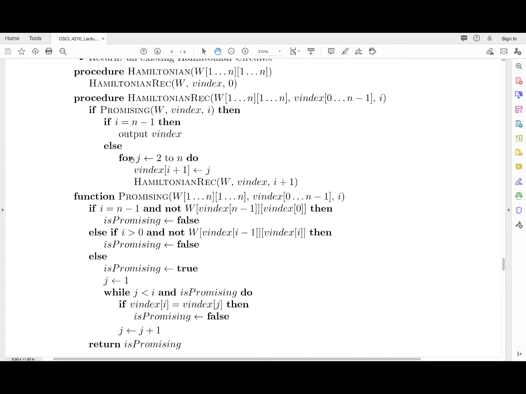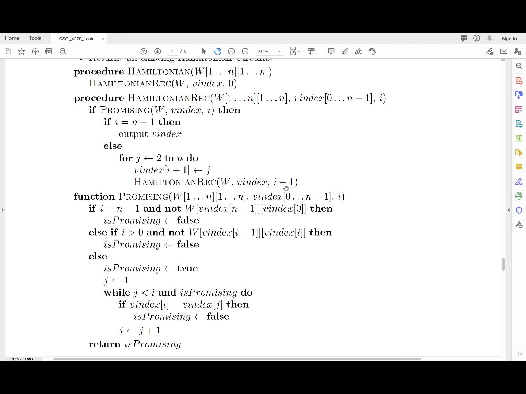Otherwise, if we are not done yet, then for every other vertex that we have in our graph, we are assuming that this is going to be a solution. So we are putting that vertex into that index in the list of our indexes, and we are calling this Hamiltonian recursive function again, now with the new indexes.